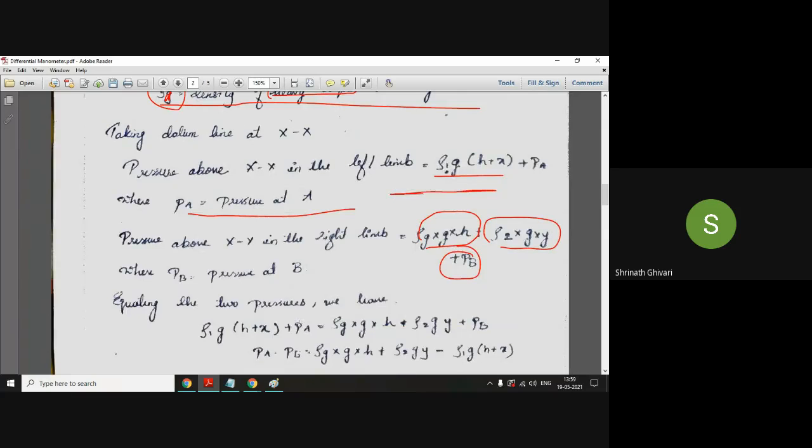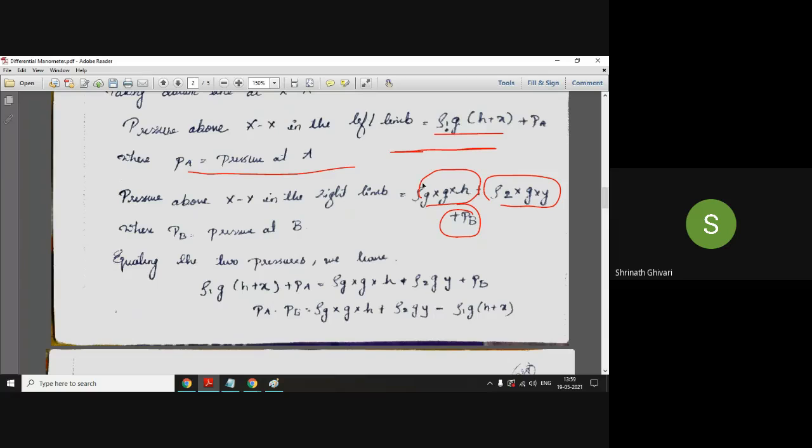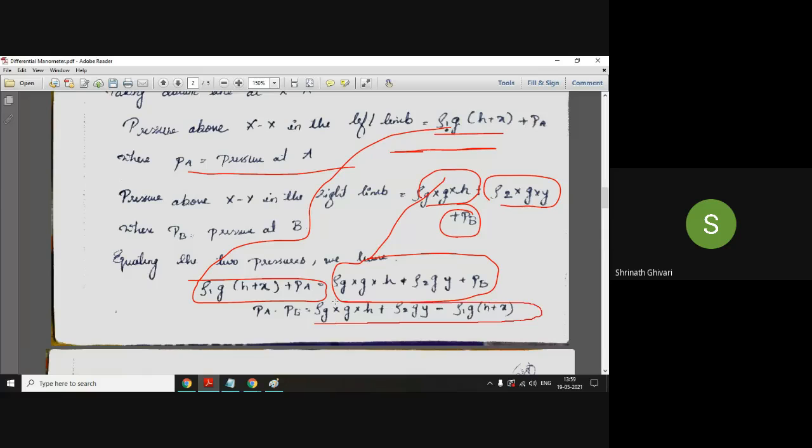Now, as the pressure will be the same in the horizontal direction, we have to equate both the pressures, PA and PB. So when we equate this, this will be rho 1 g (h plus x) plus PA, and this will be here. Now we want the pressure difference, PA minus PB. So we have got this one when we get the pressure difference.